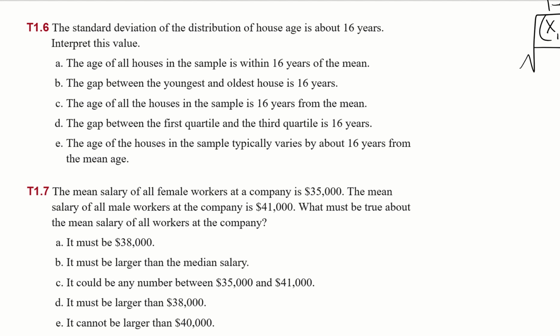All right, so interpret the value. The age of all houses is within 16 years of the mean. No, that's not correct. The gap between the youngest and the oldest house is 16 years. Nope, that's the range. The age of all the houses in the sample is 16 years from the mean. No, that's not true for all the ages. The gap between the first quartile and the third quartile is 16 years. No, that's the IQR. Remember, the IQR is the third quartile minus the first quartile. The age of the houses in the sample typically varies, so on average, it varies by about 16 years from the mean. That's what we're looking for. So the answer is E.